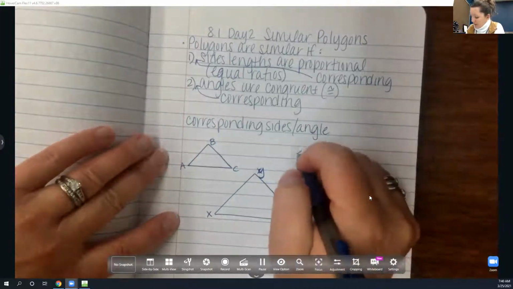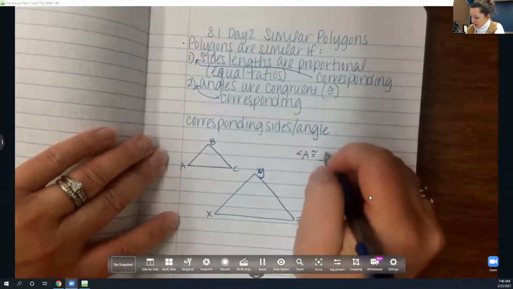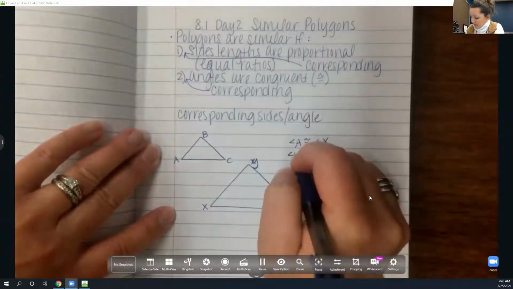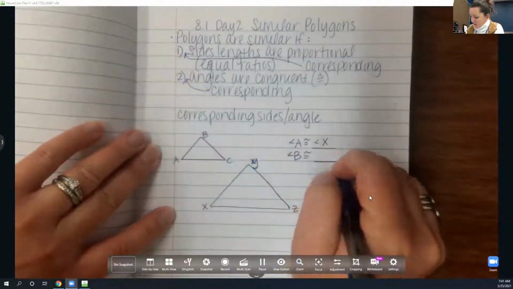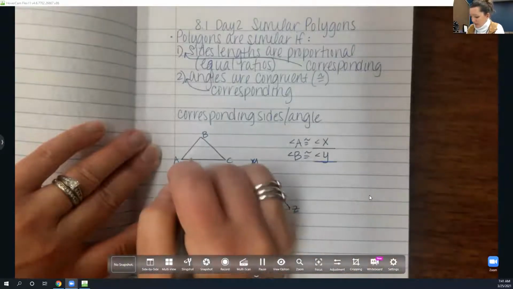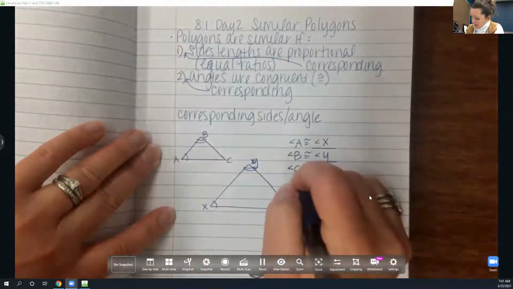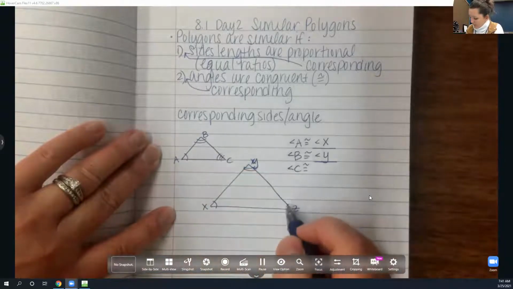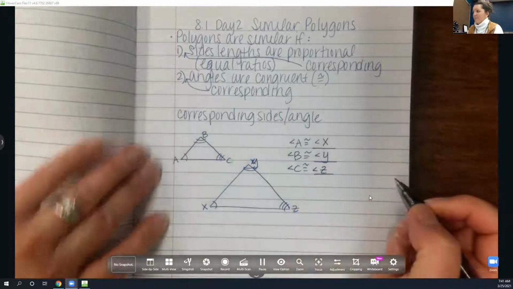So let's look at this. Angle A is corresponding to angle X, and therefore angle A is congruent to angle X. Angle B is corresponding to angle Y, so therefore angle B is congruent to angle Y. I'm going to label it with our little arches here. And then lastly, angle C is corresponding to angle Z, therefore angle C is congruent to angle Z.